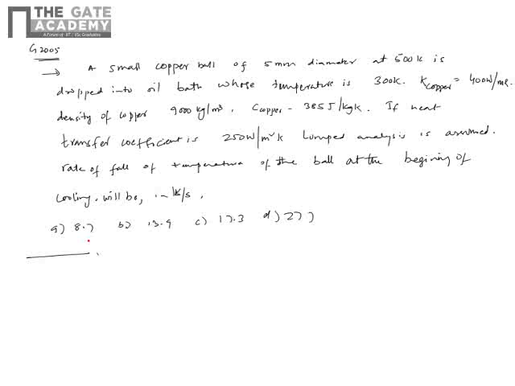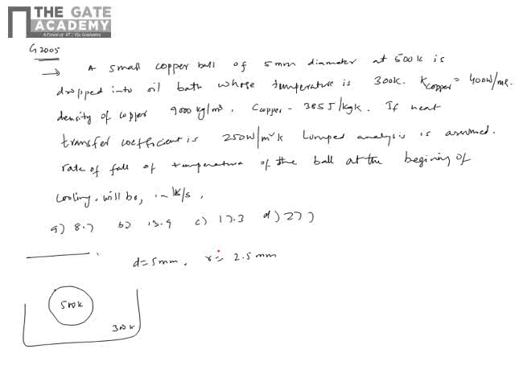Okay, so what is given is you have a small copper ball, which is of dia 5 mm. So radius is half of it, 2.5 mm. It is at 500 Kelvin and is dropped into an oil bath, which is 300 Kelvin, and it'll try to lose temperature. So all these kind of problems where you drop a hot body into a cooler medium, it can be quenching in air or quenching in oil bath. So these are all quenching related problems.